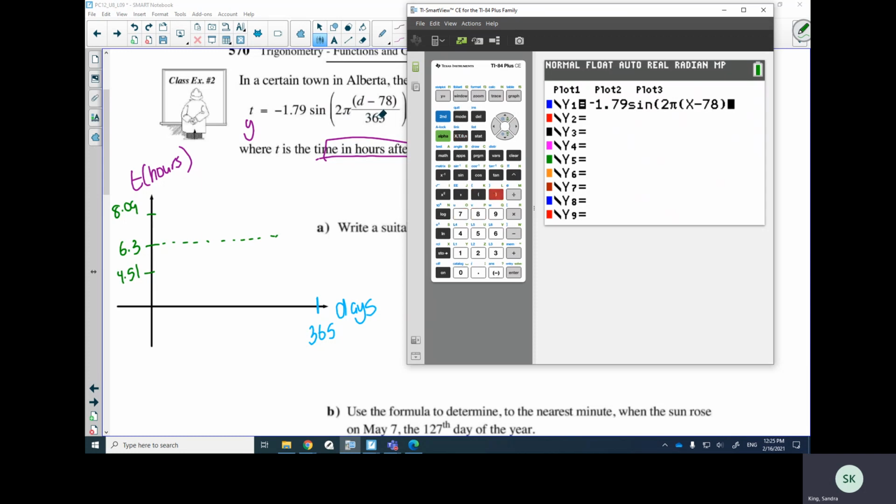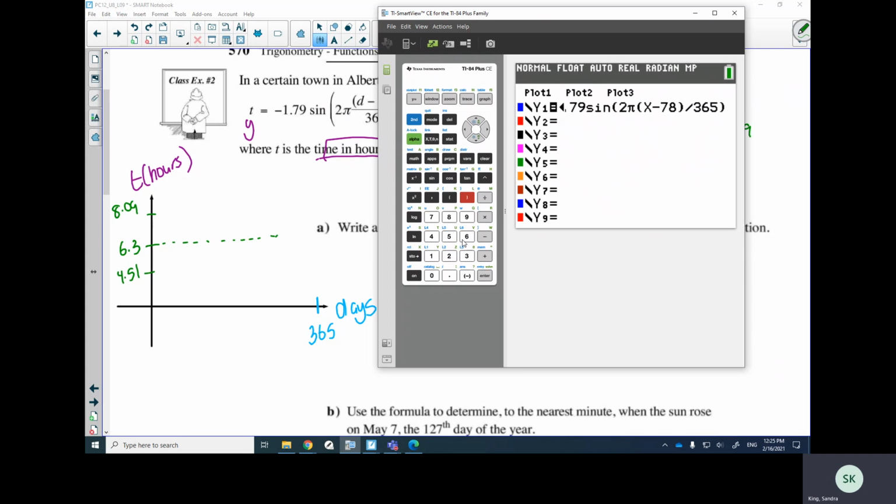And then here, I'm going to divide by 365. I could have put that divide by 365 over here, like 2 pi divided by 365, but I find it's just easier to put it there. And then I've got to close another bracket, because I opened this first bracket, I must close that bracket. And then I got to put the d value in, which is plus 6.3.